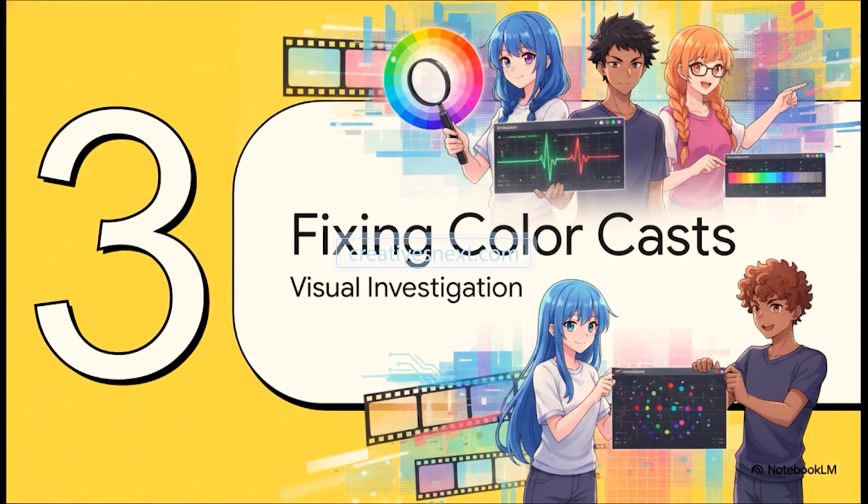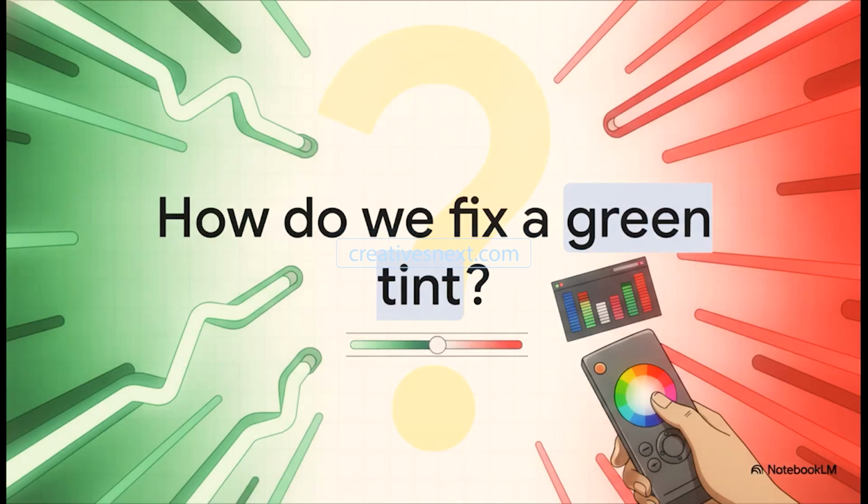All right, Section 3, Step 2. Fixing color casts, the visual investigation. Okay, so with our luminance foundation built perfectly between 16 and 235, we can pivot to the color data and play detective. This scenario happens all the time, especially if you're dealing with terrible fluorescent office lighting. So, how do we fix a really stubborn green tint?